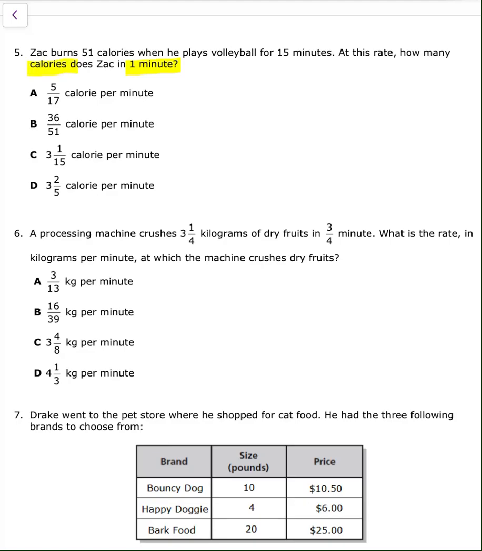So we're looking for calories per minute. So it's 51 calories in 15 minutes. Okay. So we want how much in 1 minute. So we need to divide. All right. So I know it's 15, 30, 45, 60. So it's going to be 3.